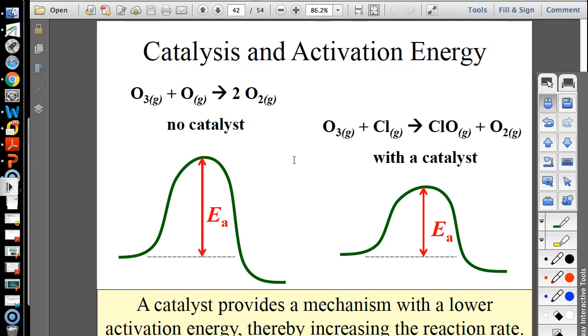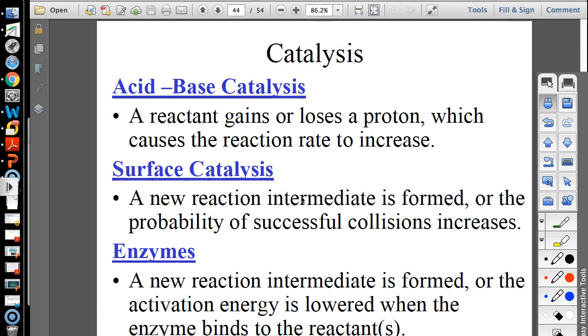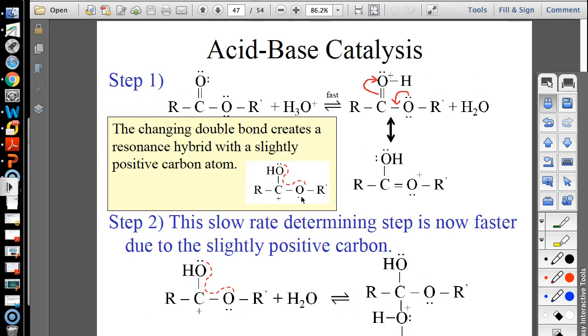Okay. So anyway, a catalyst provides another reaction mechanism or pathway that has a lower activation energy. Equilibrium, we'll get to that tomorrow. As far as acid-base catalysts, we don't need to know about this right now.